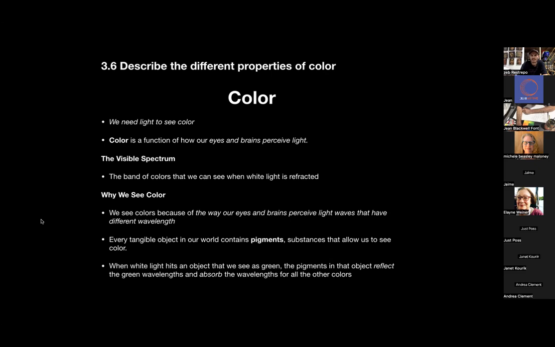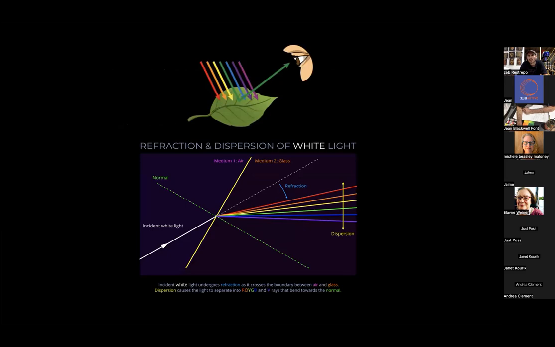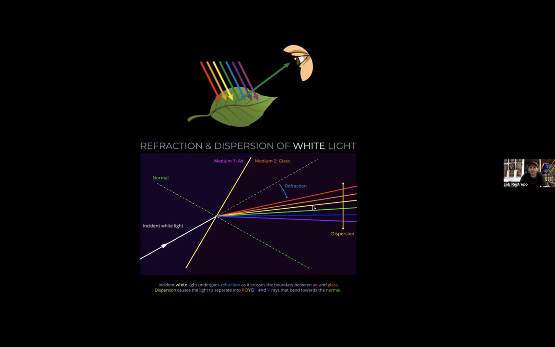Okay? And here's a diagram, a little illustration. When you see a green leaf here, like I said, the green is reflected, and everything else, all the other colors in the spectrum, is absorbed. Here below is the refraction and dispersion of white light. Basically, it's a simple diagram where light refracts through a prism. You're probably very familiar with this sort of illustration, and then you'll see the dispersion of light through the refraction of different colors.